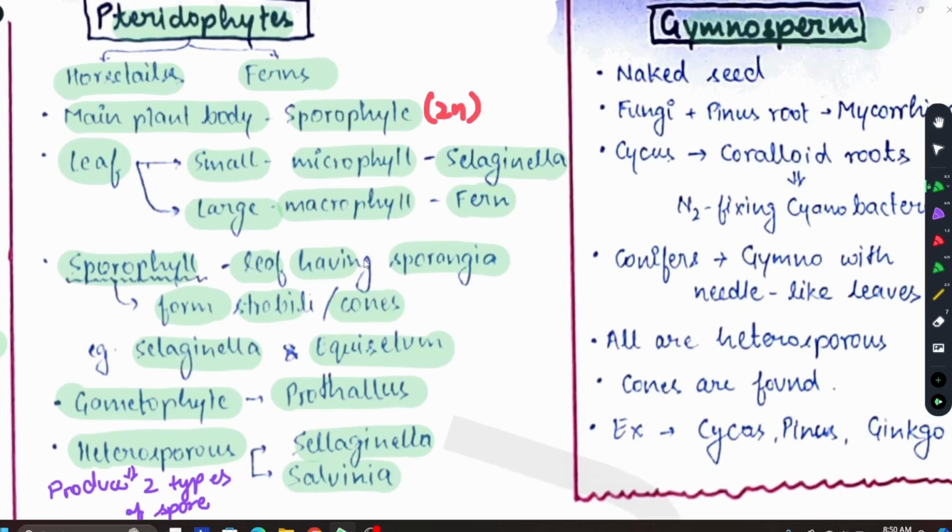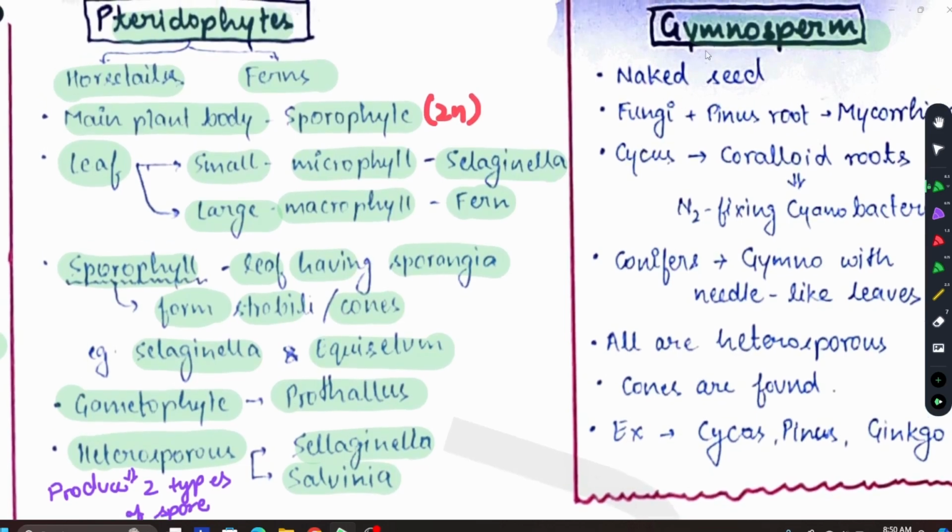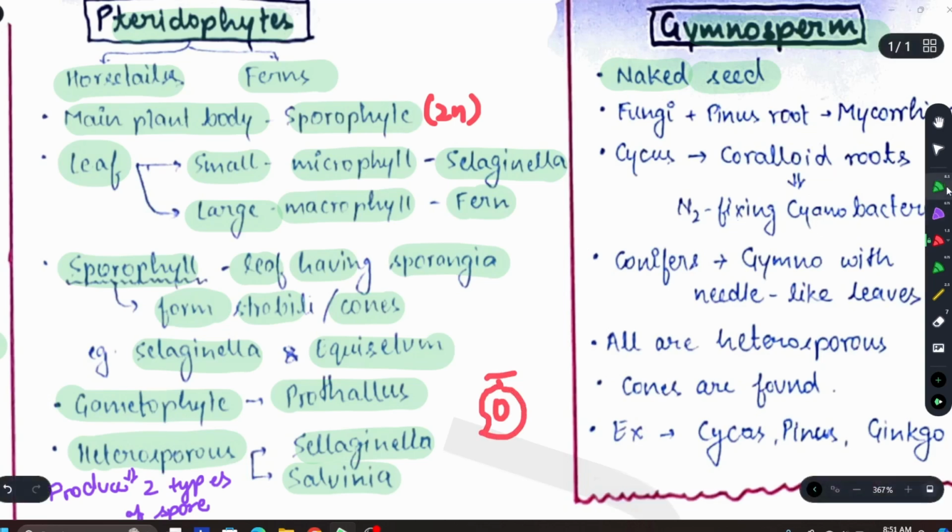Now coming to gymnosperms, the fourth type of plant. Gymnosperms have naked seed. For example, if you see a mango tree, this is the seed, and the seed is covered within the fruit. This is the fruit of mango. But in gymnosperms there is no fruit, there is no covering on the seed. That's why we call it naked seed. The word gymno means naked and sperma means seed. That's why we have gymnosperms. So they have naked seed.